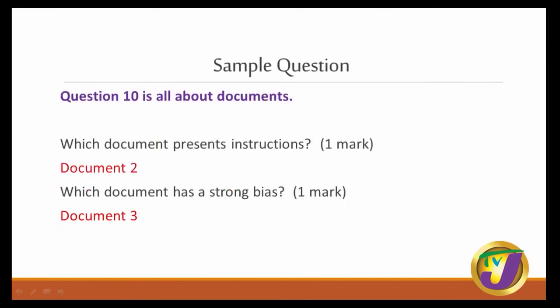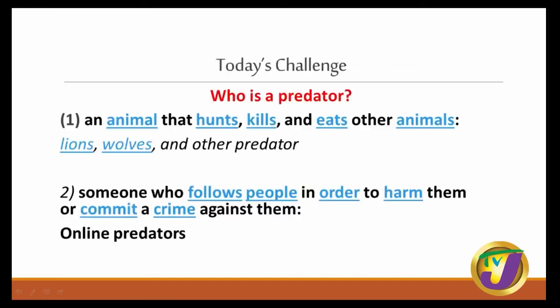Now, let's look at this final question, okay? It says, which document presents instructions, tells you what to do? It is actually document 2. And which document has a strong bias? It is document 3. You do not need to explain or give the titles or any such thing. You just state which document.